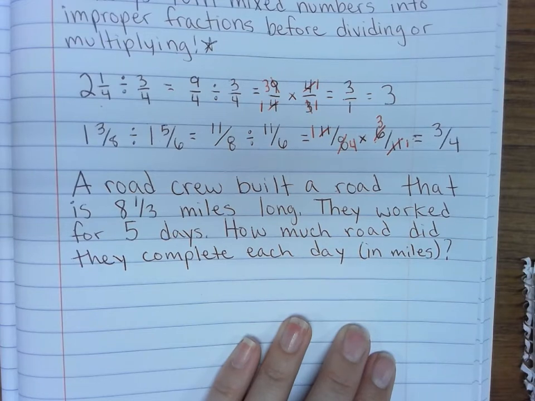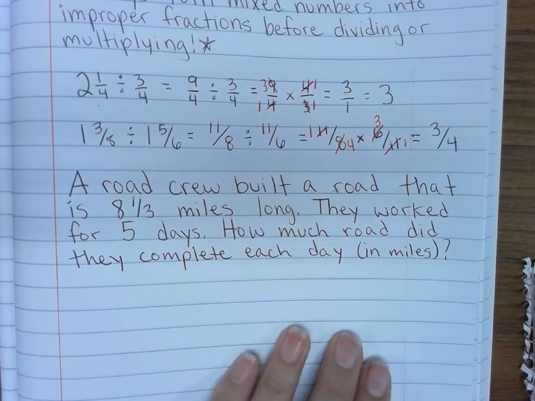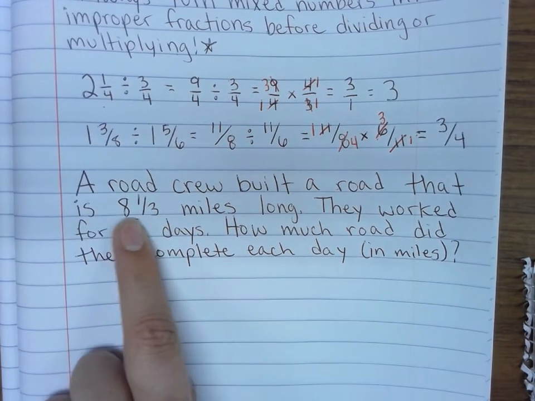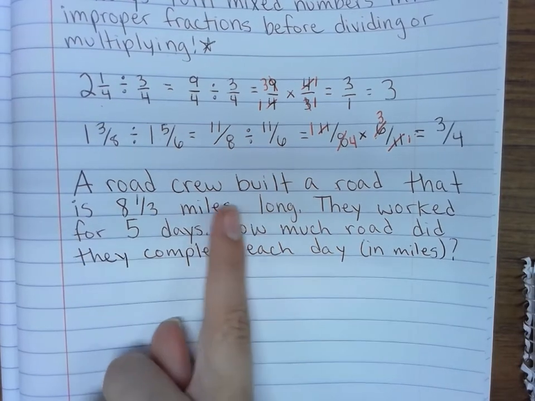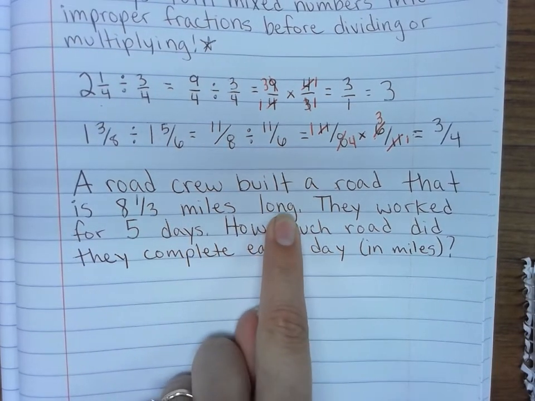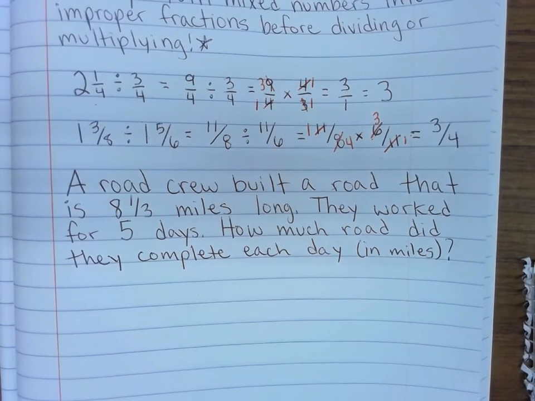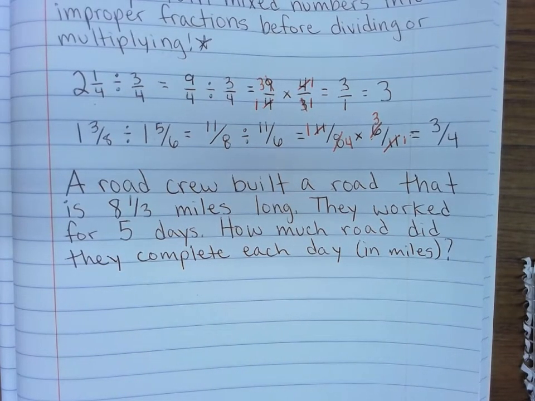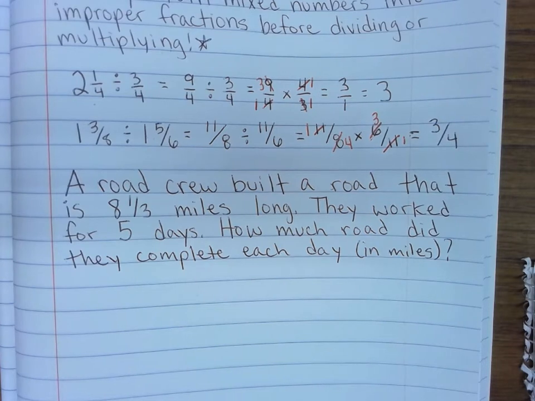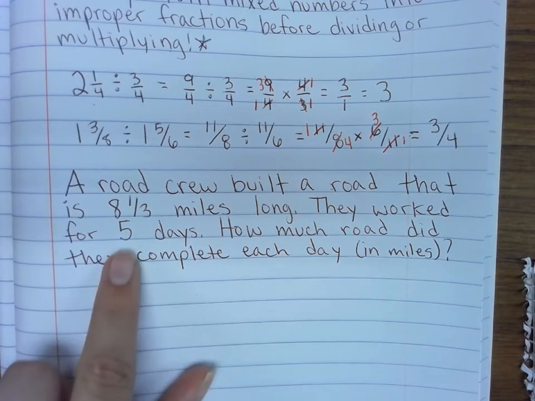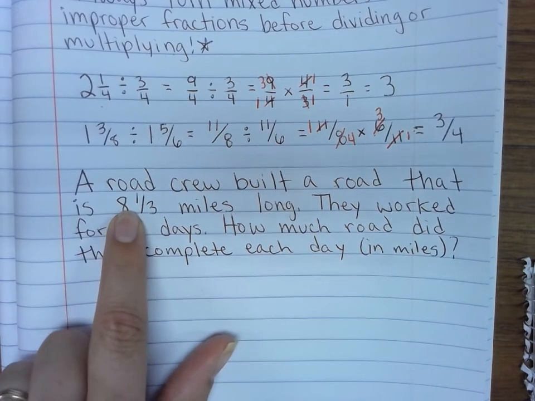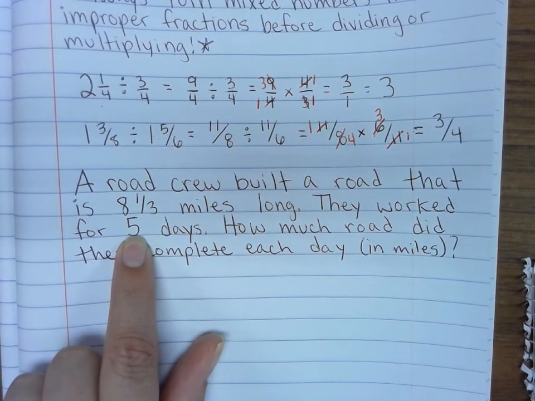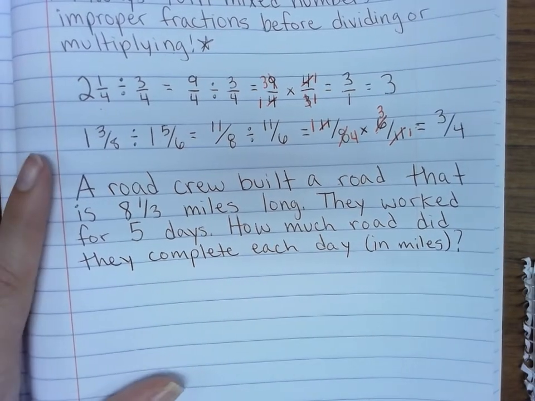Okay, story problem. You have to think. What is your dividend? What is your divisor? Even with that, how do you even know if this is a multiplication or a division problem? How you know that this is division? This is a total. The road crew built a road that was 8 1/3 miles long. That's the entire road. So I have a total. They worked for 5 days. How much road did they complete each day? I want to know a part. I know part of the multiplication problem to get this total. So I need to be dividing to figure out that piece, or how much they did each day.